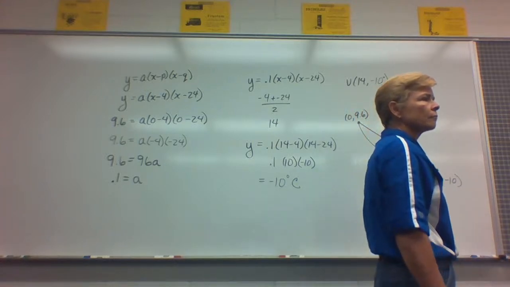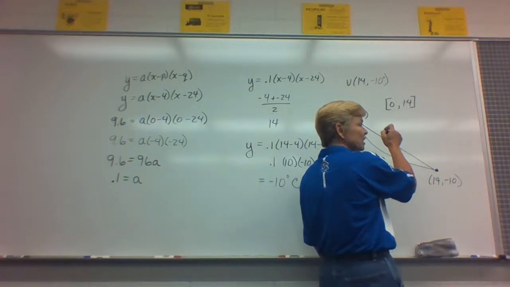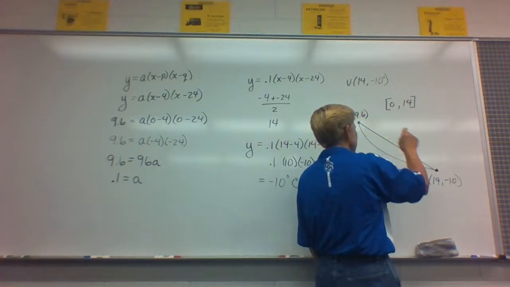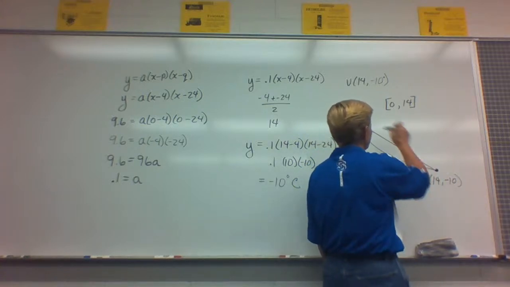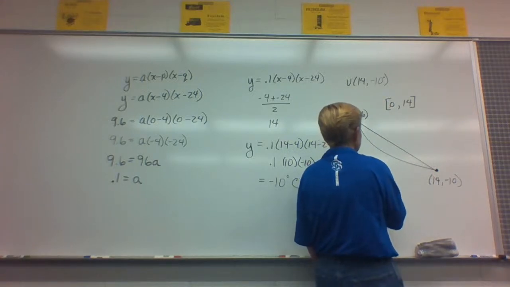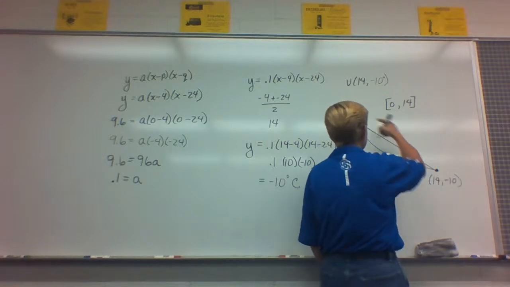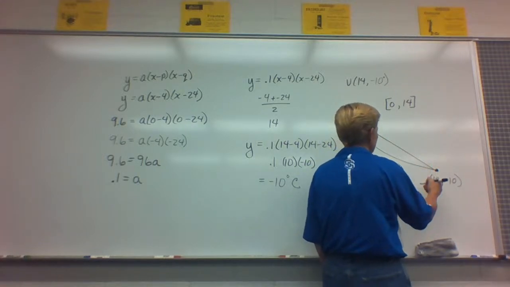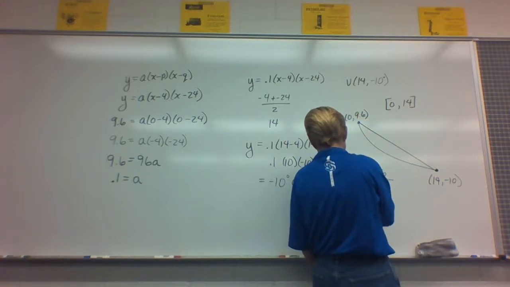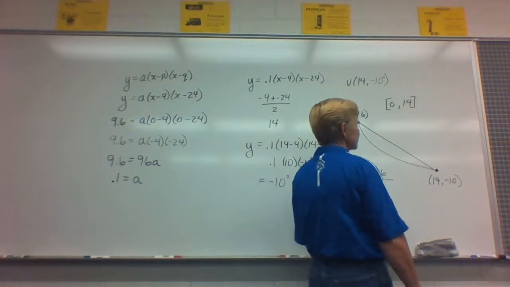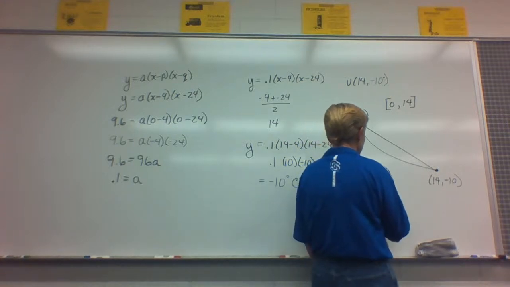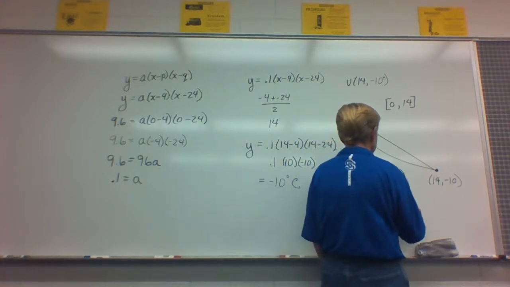You with me? What's the slope between these 2 points? Because that's the average rate of change. Average rate of change means slope, which means find the slope between this point and this point. The beginning point and the ending point, you draw a straight line and you find its slope. That would be negative 10 minus 9.6, y minus y, over, in the same order, x minus x. That's the slope, or average rate of change. So that's negative 19.6 over 14. What is that?